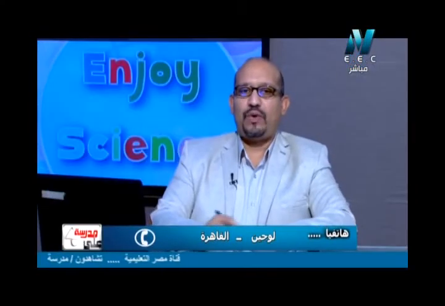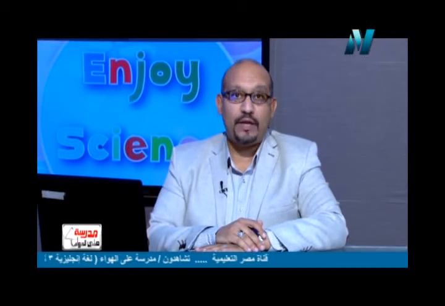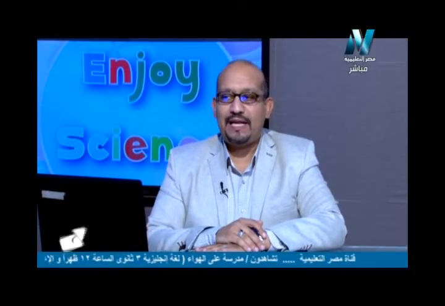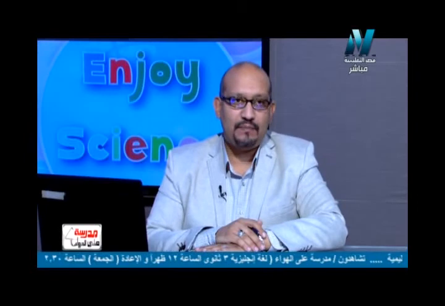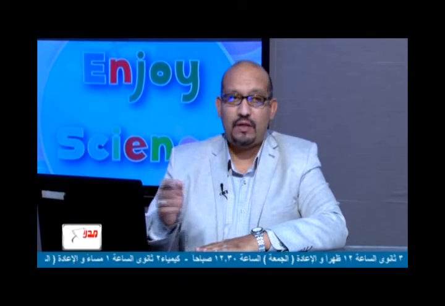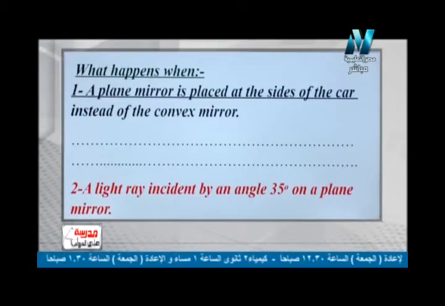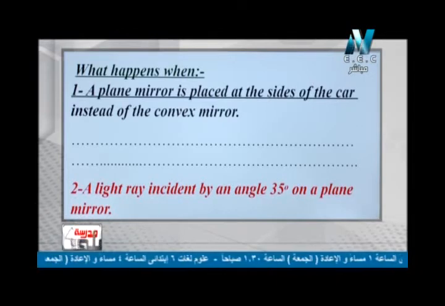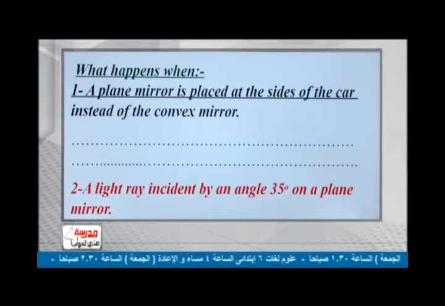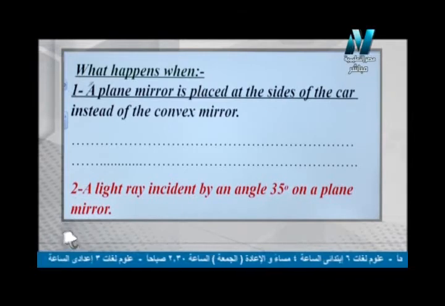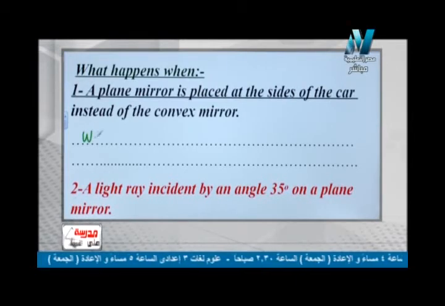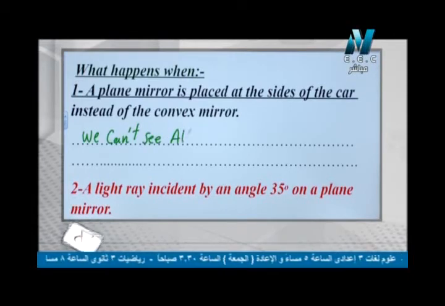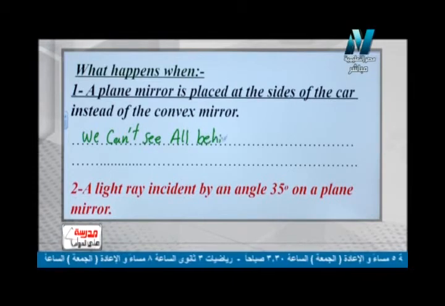We have another question here, dear students. What happens when a plane mirror is placed at the side of the car instead of a convex mirror? Of course we can't see everything behind us.